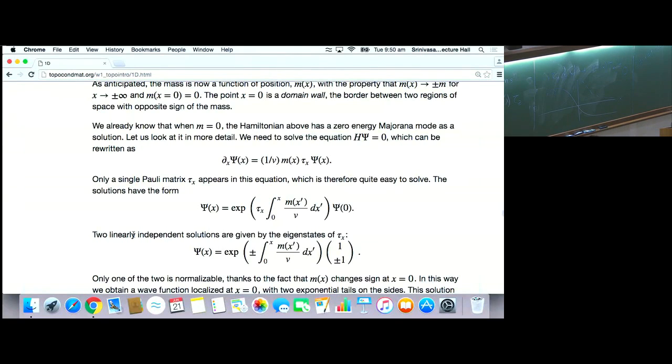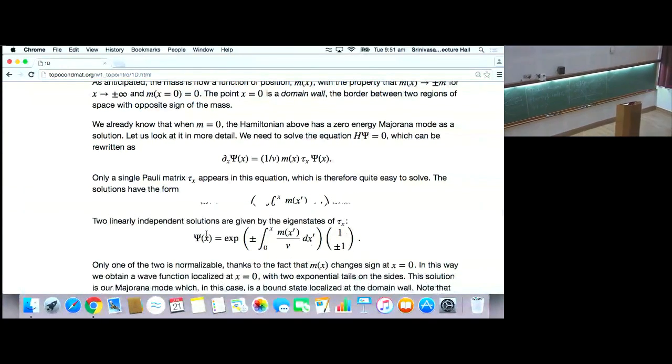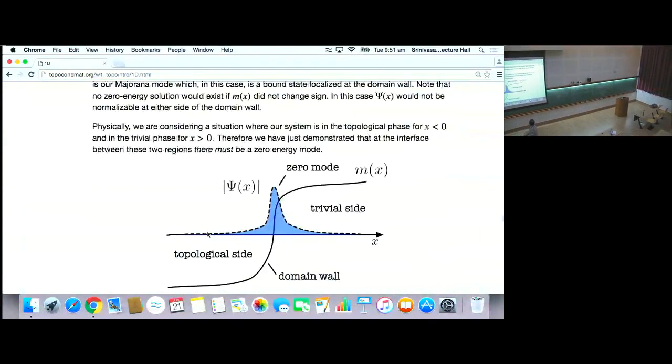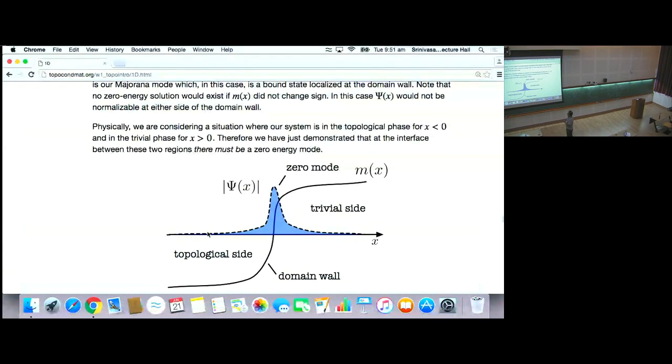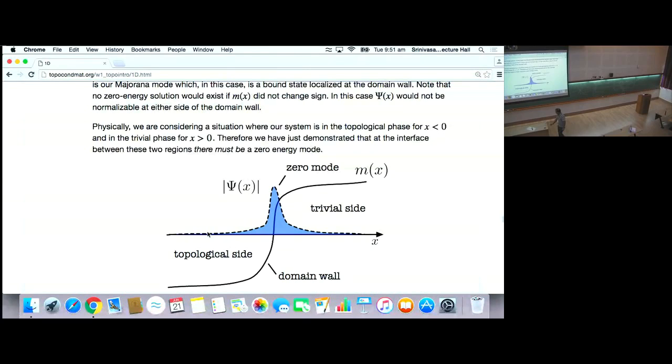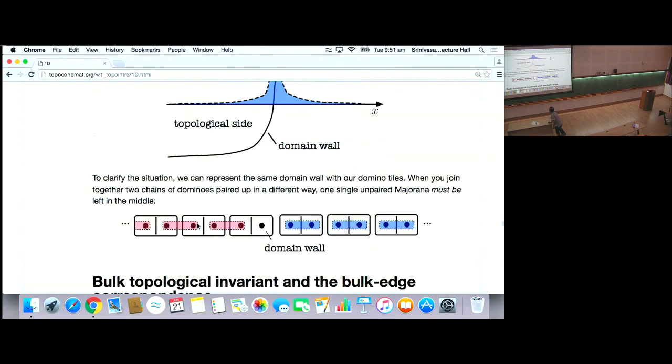Does that make sense to everyone? So I think I have a picture of that here. Yeah, here's the same picture. One side is topological, which means the mass is less than 0. The other side is trivial, the mass is greater than 0, and I have a domain wall. And at the interface, I have a zero mode. And you can also do a solution for the Kitaev chain and find this.